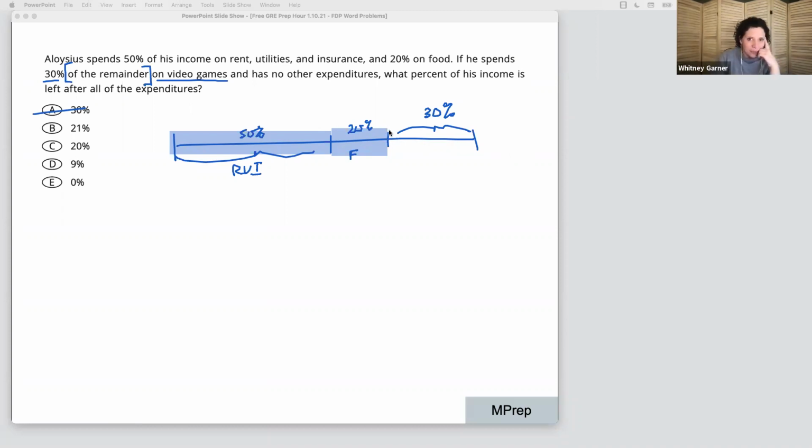In my mind, if I'm just kind of thinking, well, if he spends a third of this 30%, he's going to spend about 10 more percent. About 10% gets spent, which would leave about 20% unspent. About. Which means D and E both go as well, because I'm going to have about 2/3 of that 30% left. So how do I decide between B and C?